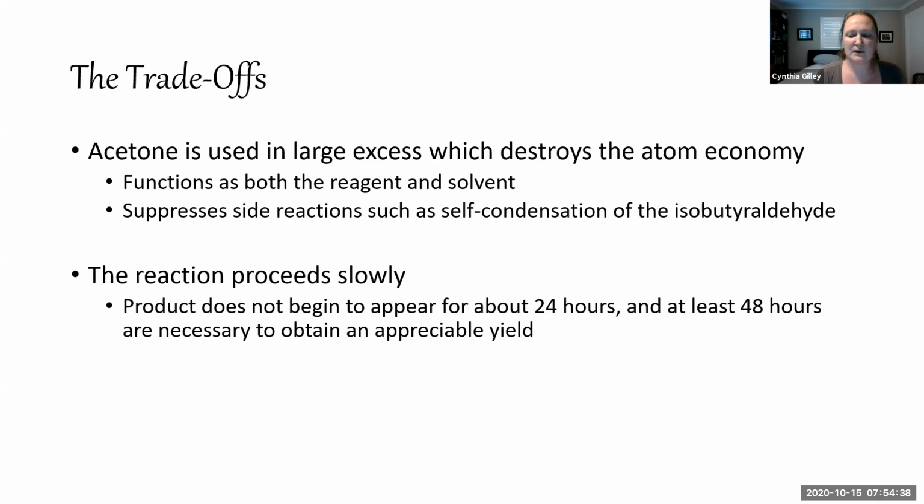So I mentioned before, it's technically possible for isobutyraldehyde to be converted into an enamine and then react with another molecule of isobutyraldehyde. And having a large excess of acetone will prevent that from happening because the likelihood that the L-proline reacts with isobutyraldehyde to form an enamine is lower compared to the likelihood that the L-proline reacts with acetone.